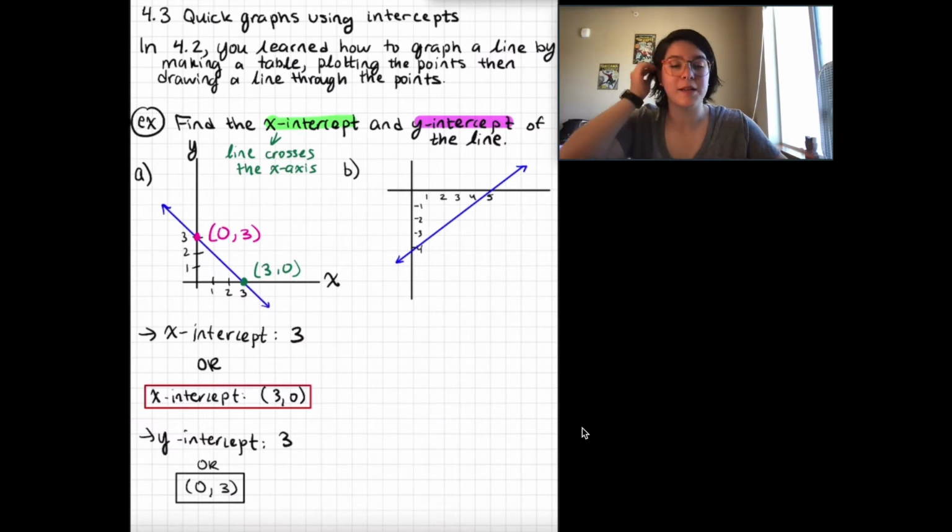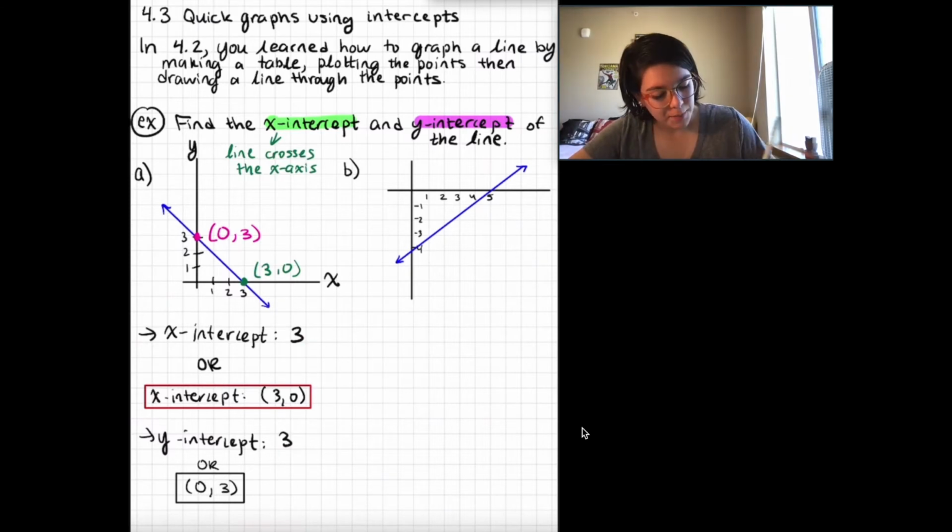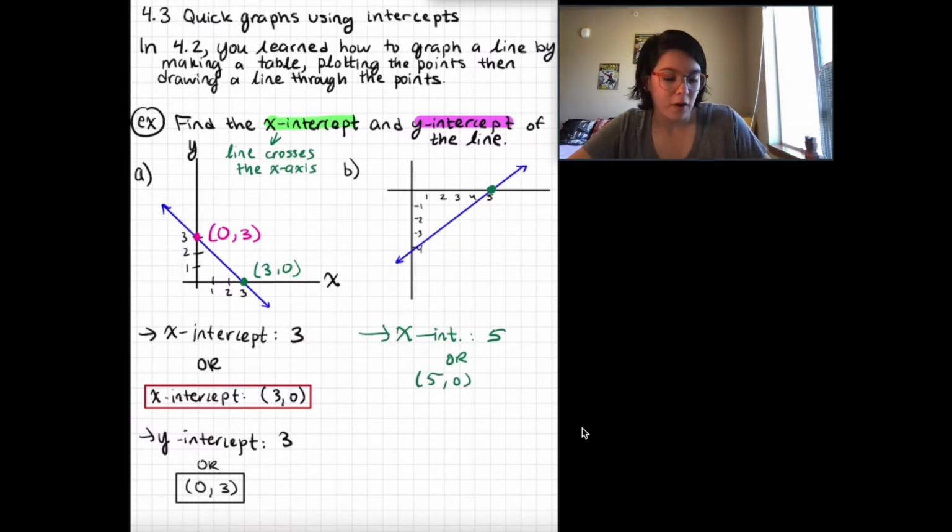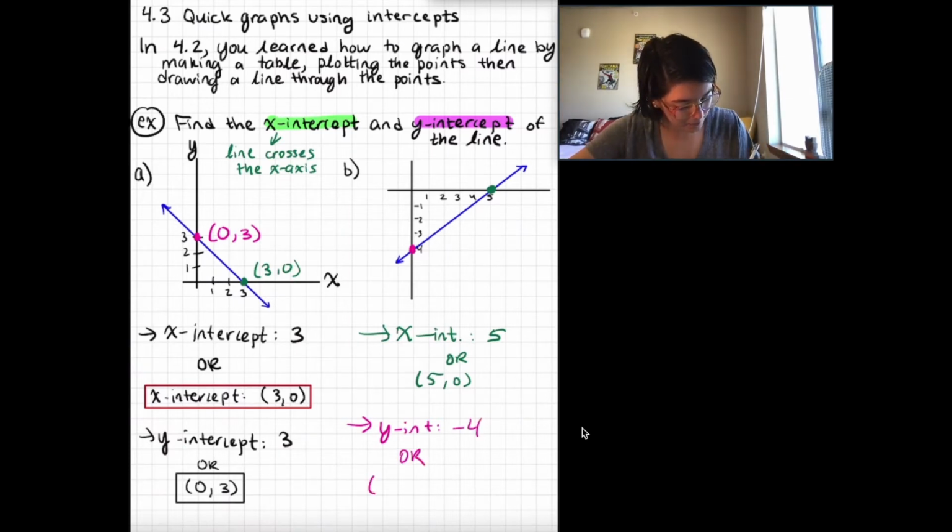Go ahead and try to do this next example on your own, and then unpause the video and see how you did. Our X-intercept happens where the blue line crosses the x-axis. So that happens right here. So we could either write this as X-intercept is 5 or the point 5, 0. For our Y-intercept, it's where our line crosses the y-axis, which happens here. And again, we can either write this as -4 or the point 0, -4.